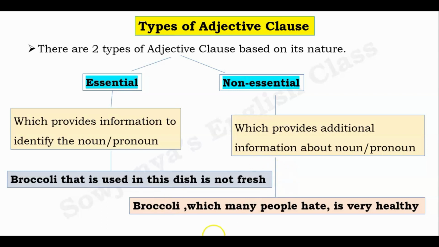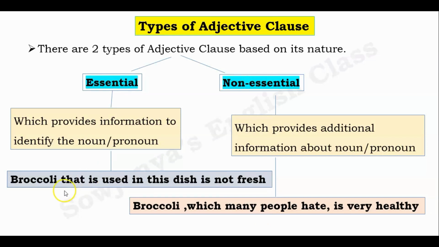If you see, our adjective clause is which many people hate. Our independent clause here is broccoli is very healthy. So this itself makes sense. Broccoli is very healthy, itself makes sense. Which many people hate is the additional information provided over here. So this is a non-essential adjective clause. You can even remove it. It doesn't alter anything in the sentence.